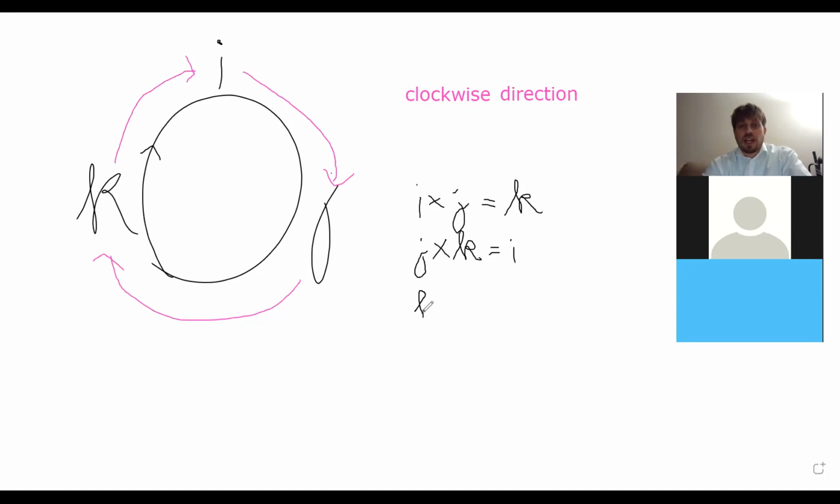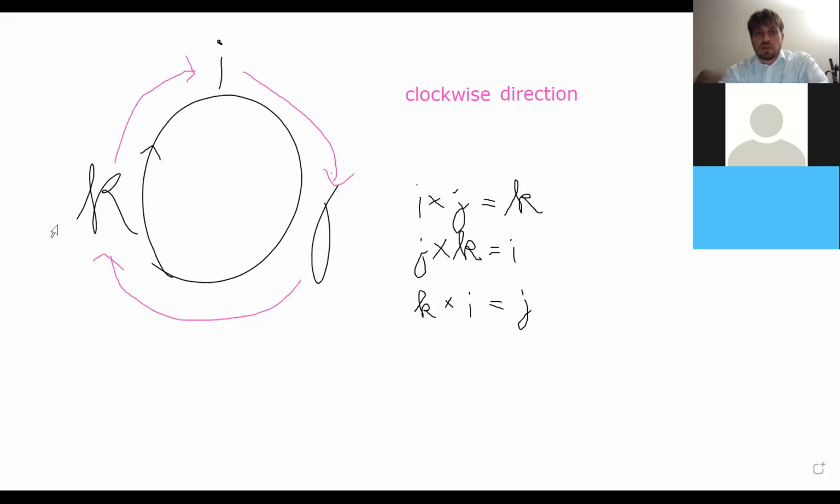And then if you do K cross I, the next thing is J. So this picture is showing you that K cross I is equal to J. And so these are the three equations that were left to understand how to remember from that note I wrote down. I cross J is K, J cross K is I, and K cross I is J. Okay, so by drawing a circle and I, J, K in the clockwise direction, you get those three equations. All right, so now you have a quick way to remember those three.